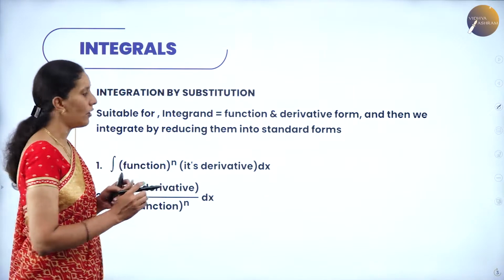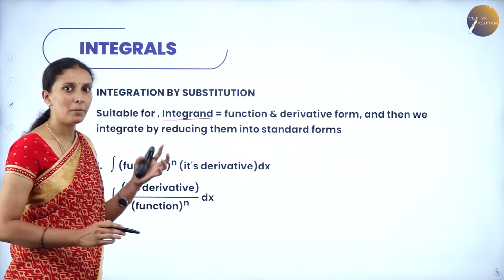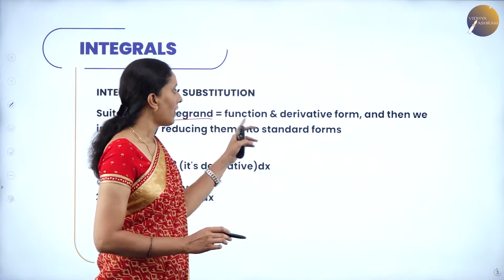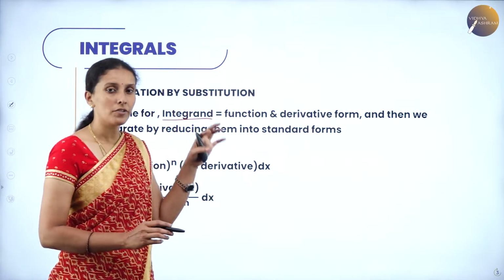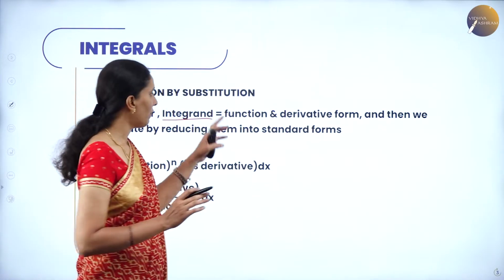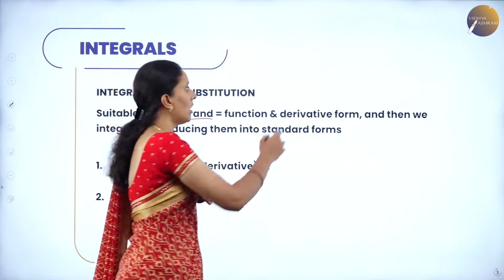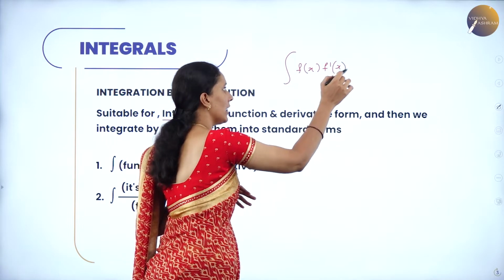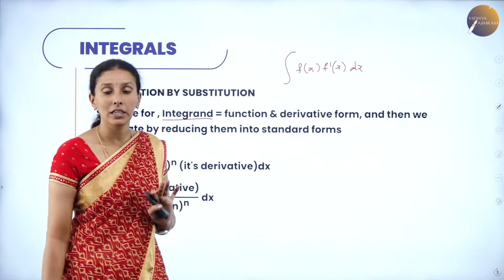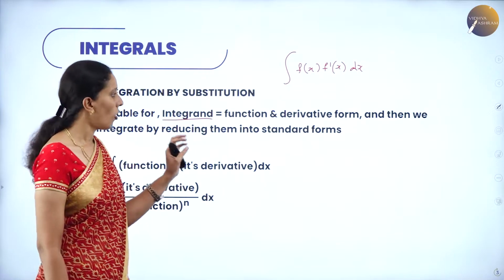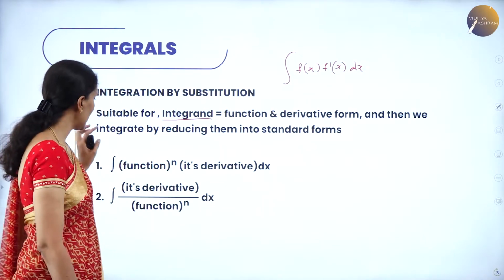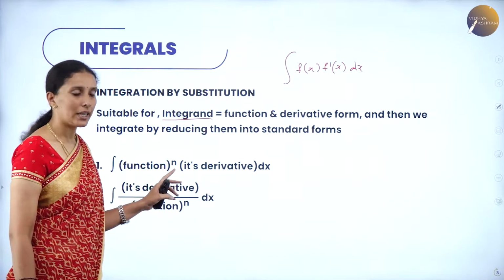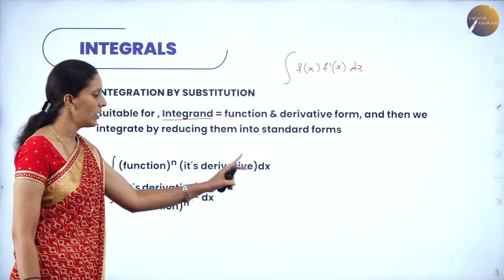It is suitable for the integrand. Integrand means the function which is inside the integral f of x. So that is integrand, function and its derivative form. So this method of substitution is suitable for a function and its derivative form. Whenever the function as well as its derivative are both inside the integral, then this method is suitable. So what are the types of this function and derivative forms we can see here? This is the function where it can exist. So a function can be repeated n times and its derivative is also given. So that is what dx.